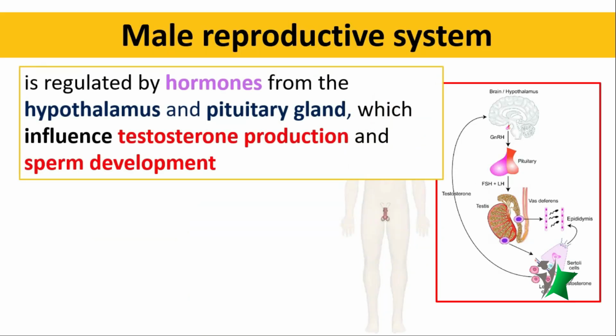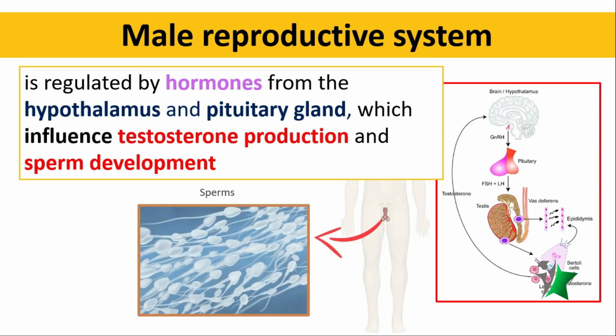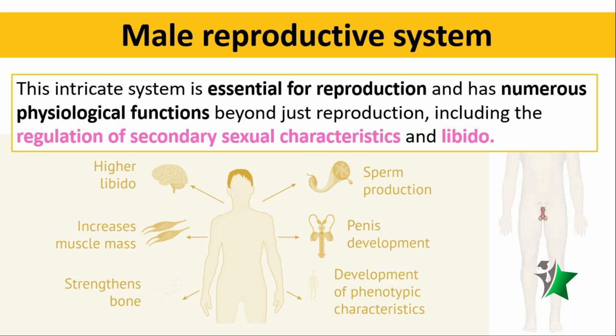The male reproductive system is regulated by hormones from the hypothalamus and pituitary gland, which influence testosterone production and sperm development. The male reproductive system is an intricate system and it is essential for reproduction and has numerous physiological functions beyond just reproduction, including the regulation of secondary sexual characteristics and libido.